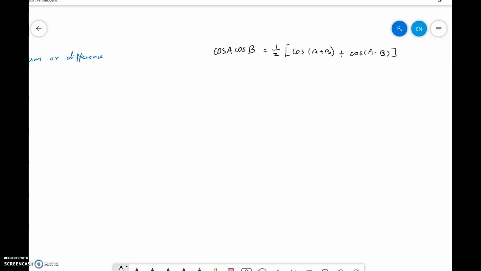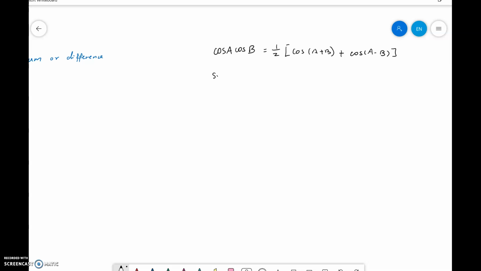Okay, so I can break a multiplication of two sines or two cosines or a sine and cosine into a summation, addition or subtraction between two sine or cosine functions. So this is the first one.